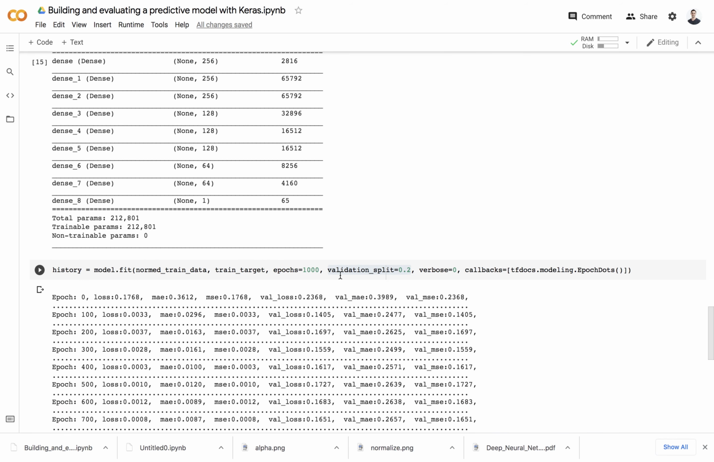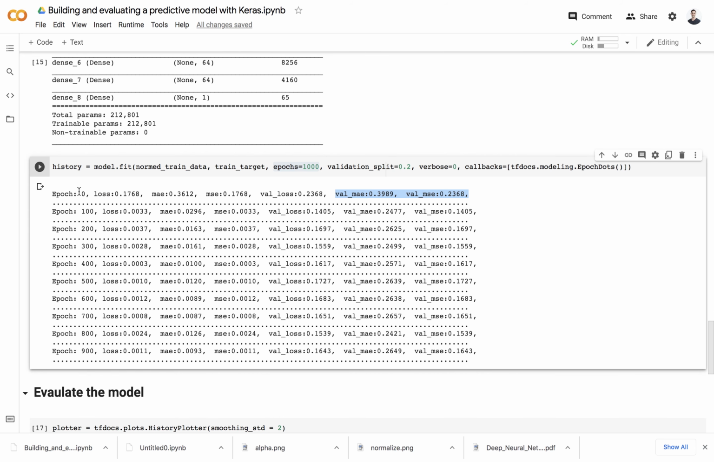And here I have fitted the model using normalized train data and the train target. I have specified epochs equal to 1000, so we have 1,000 different epochs to find the minimum loss. The validation split is 0.2, which means that 20% of my train set goes to the validation set, and in the end I also get the results for the validation set: the loss and metrics of the validation set.